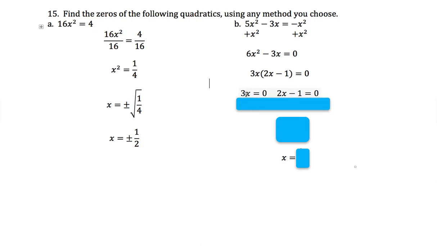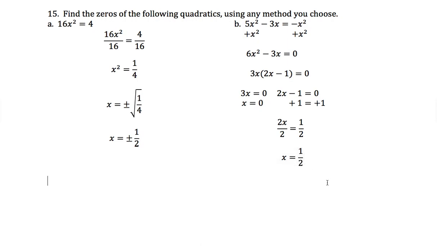Now the cool thing about this is if I divide both sides by 3, I'm just left with an x. And 0 divided by 3 is just going to be 0. So from this factor, I get the solution x is equal to 0. Over here, I am going to have to add 1 to both sides of the equation. And then once I do that, I get 2x is equal to 1. So now I want to divide both sides by 2, and I'll get x is equal to 1/2.